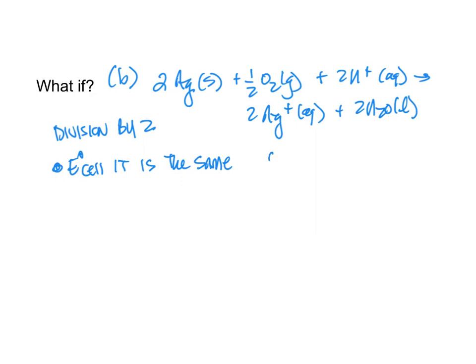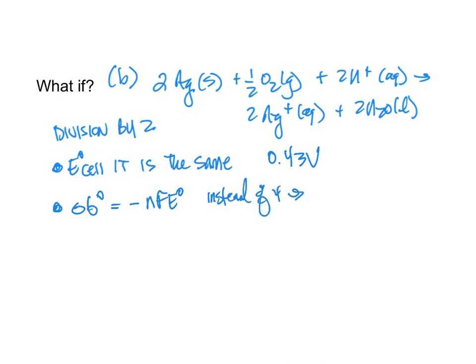It would still be 0.34 volts. What's going to happen to our delta G0? It is a minus nFE0. So instead of 4, now we have a 2. So essentially, our delta G0 is cut by a factor of 2 from part A, and now we have minus 83 kilojoules per mole. Our last piece is the K.